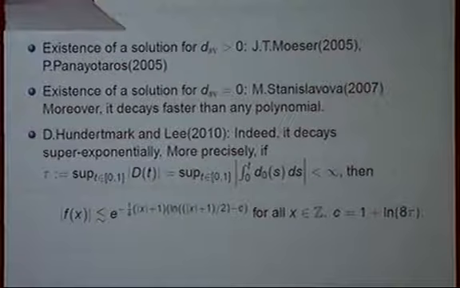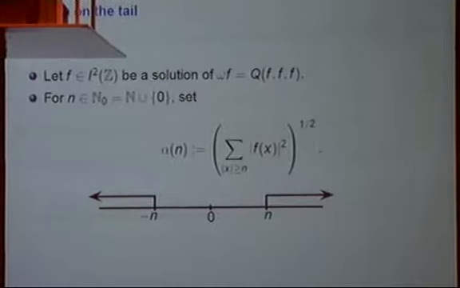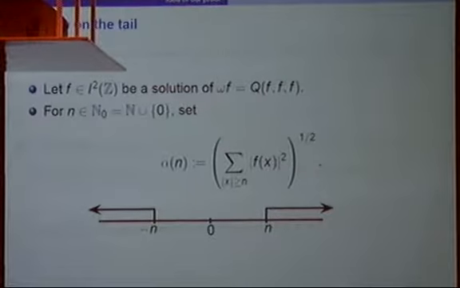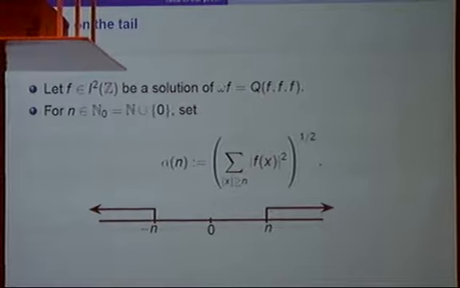Okay. So now what I want to do is just give some idea how we could show that super exponential decay for this solution for vanishing average diffraction. Okay, so what we can do is first just let F be a solution of this stationary equation here. So omega F, so we don't have the Laplacian anymore. So omega F equals Q of F, F, F.